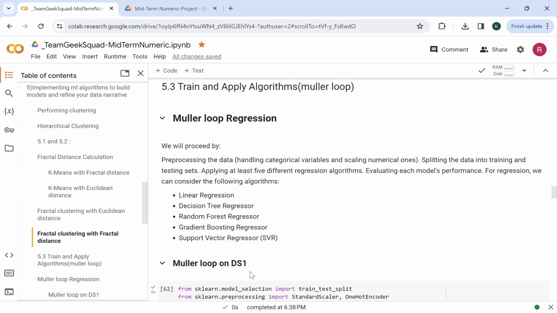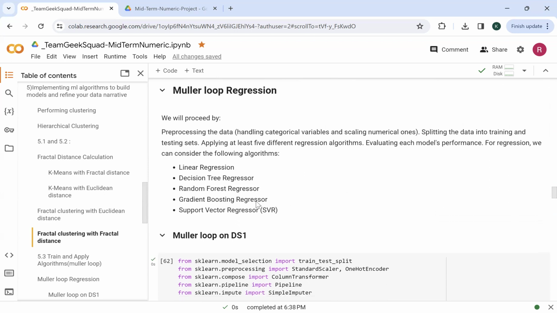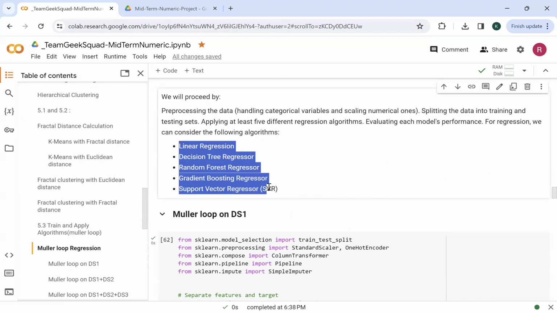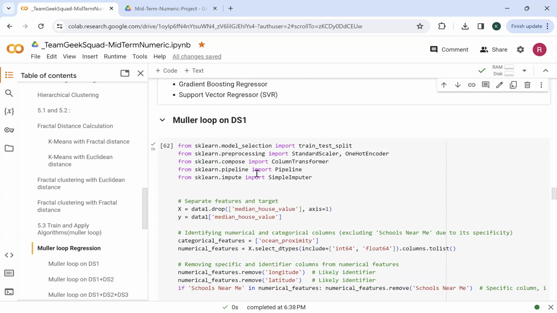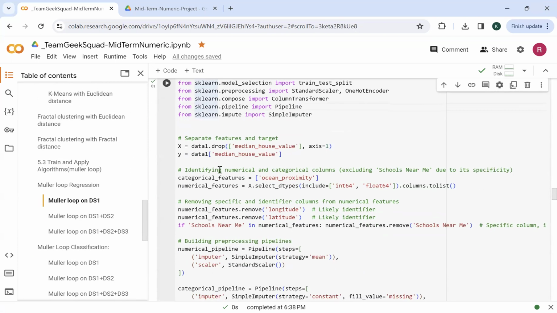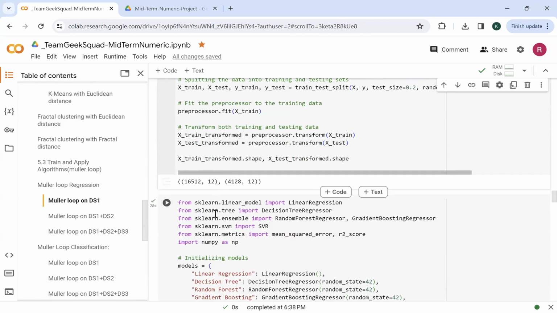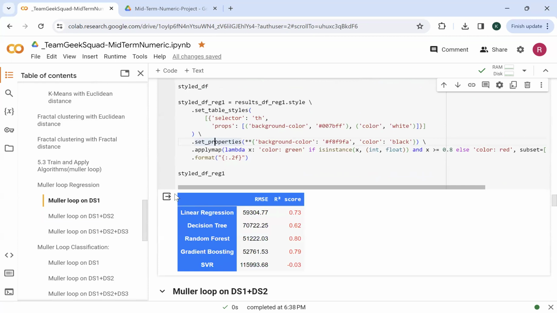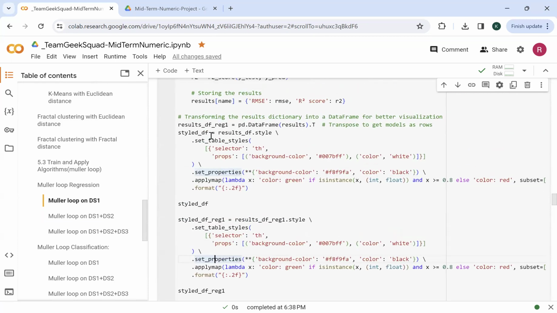Now let's train and apply the Muller loop. Here we'll proceed by pre-processing the data, splitting the data into training and test sets, applying the 5 regression algorithms and evaluating their model performance. We have taken these 5 regressors, and we have performed the Muller loop on the first dataset. And then next we have the results of them.